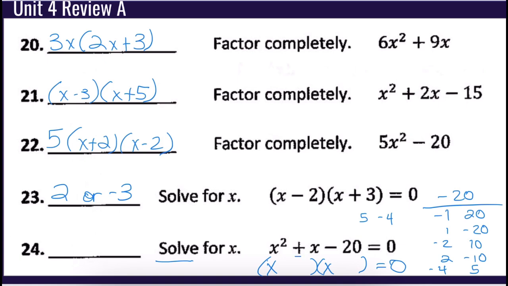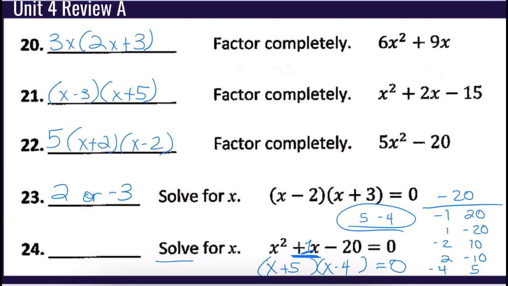Which pair is dependent on this guy? And remember, if you don't have a number attached to your letter, you can always write in that invisible 1. So which one of my pairs, if I added them together, would give me a difference of 1? Well, 5 plus negative 4 would give me that 1. So it will be x plus 5, x minus 4.